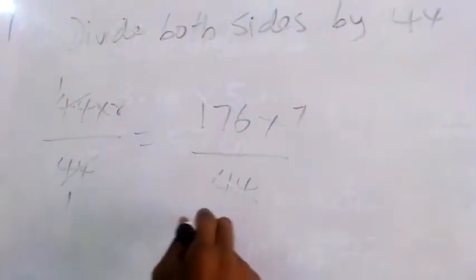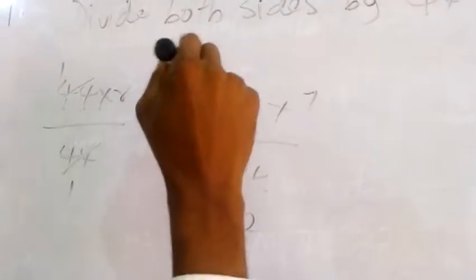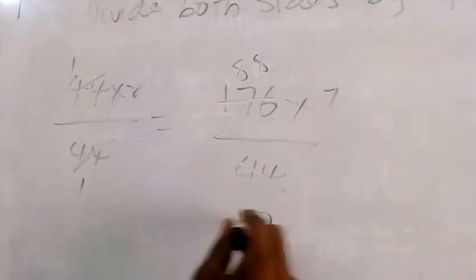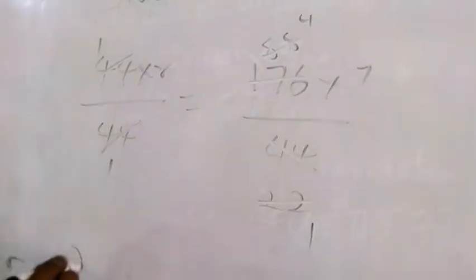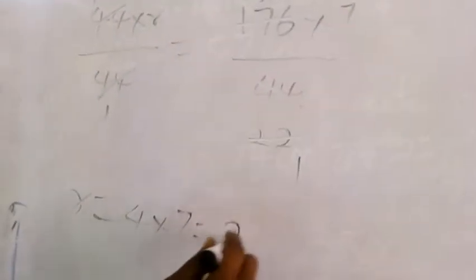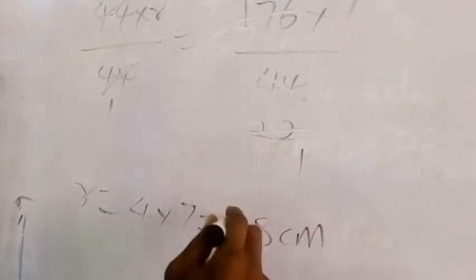At this point we divide. 2 into 44 is 22. 2 into here is 88. 22 into itself is 1. 22 into 88 is 4. So we now have r is equal to 4 times 7. 4 times 7, so r is 28 cm.